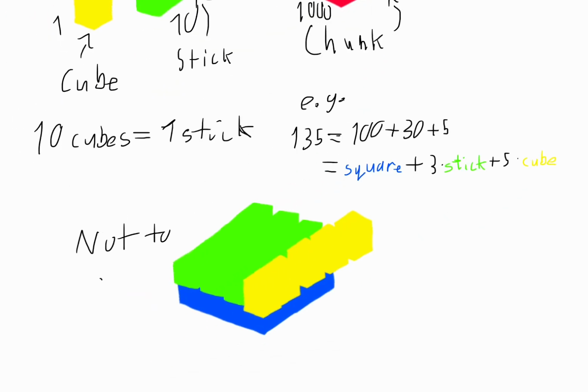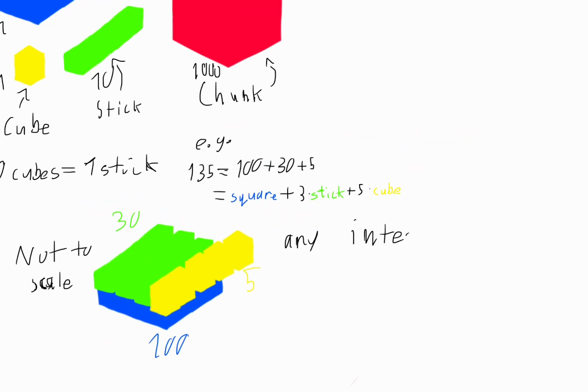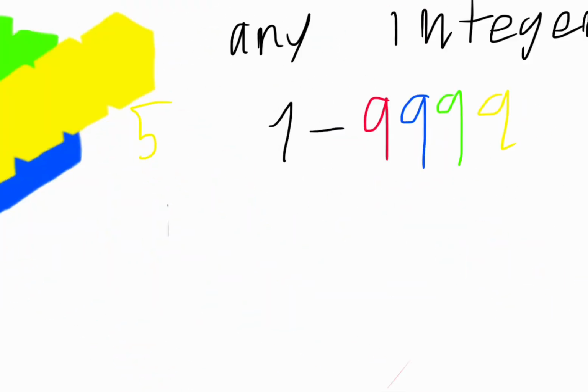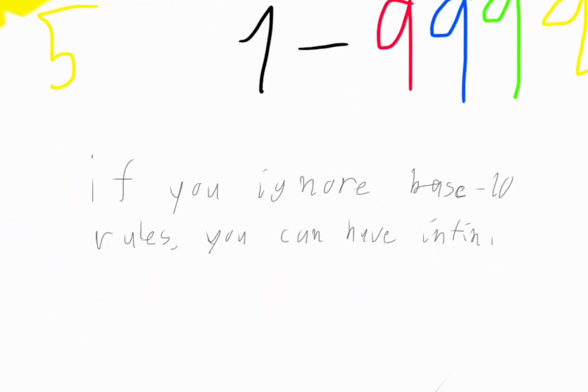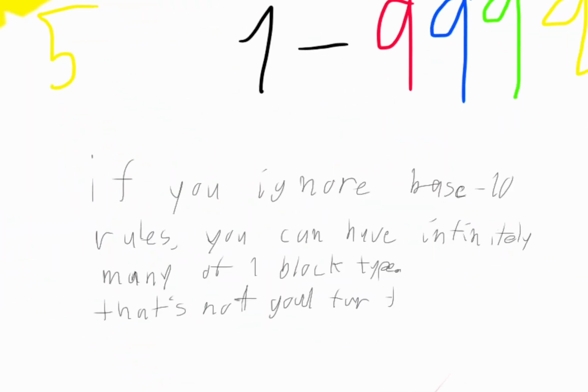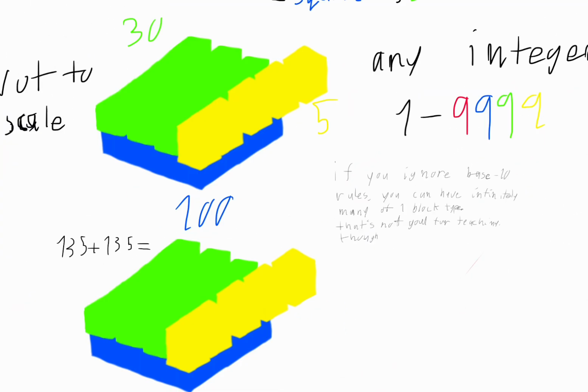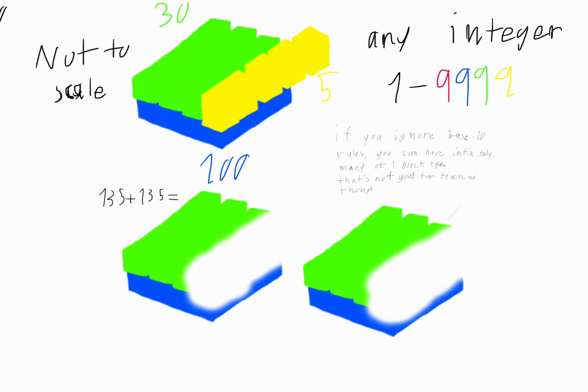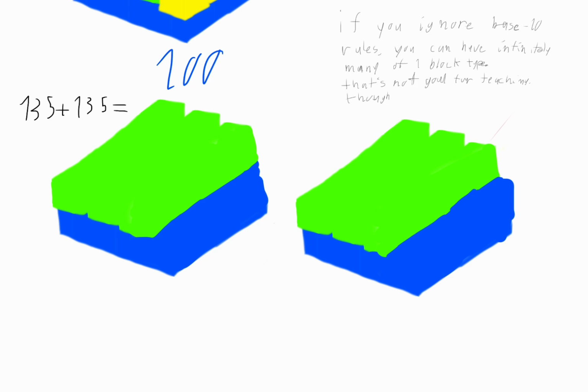And you can do this for any integer up to 9,999, provided you have enough blocks. Technically, you can have more than 10 chunks if you ignore our base 10 rules, but that's not really good to teach children. You can add numbers by just putting them next to each other. You can simplify if you want by packing into new units, but it's mathematically the same thing.